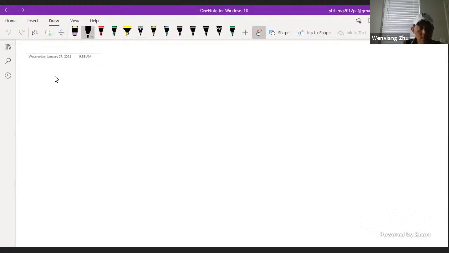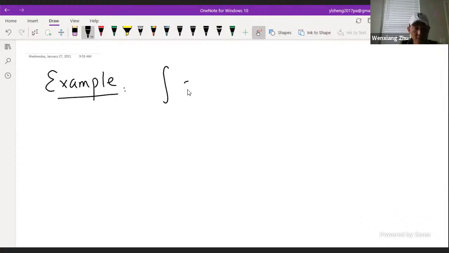Actually this one also, we need to use integration by parts. It's sort of like the reduction formula. Okay. So this one is, we do the antiderivative of secant x cubed. And what we did yesterday was the integration of secant x.